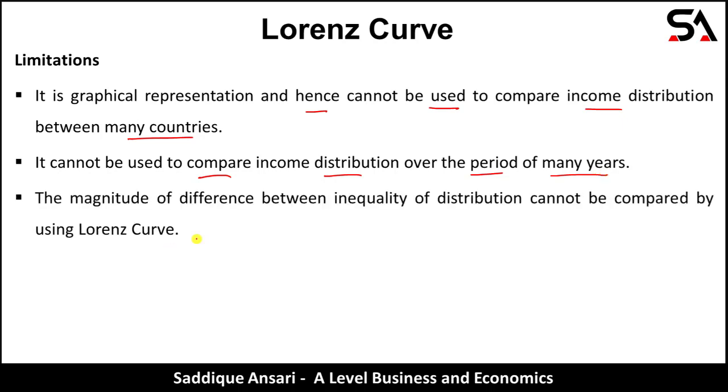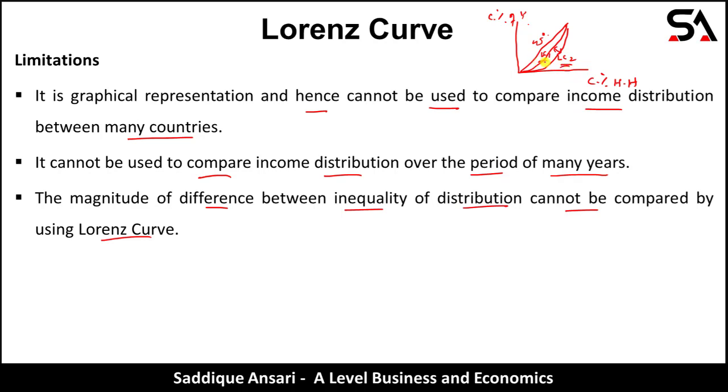So it will not be a suitable method to compare income distribution over the period of many years. Next, the magnitude of difference between inequality of distribution cannot be compared by using Lorenz curve. For example, if we have two Lorenz curves for two different countries, Lorenz curve 1 and Lorenz curve 2, and this 45-degree line, then we cannot compare the magnitude of difference in numeric terms, how much unequal distribution is there in the second country as compared to the first country.